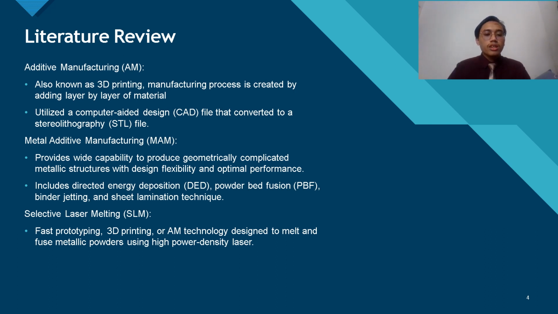Next, it includes direct energy deposition (DED), powder bed fusion (PBF), binder jetting and sheet lamination techniques. And the next is selective laser melting (SLM), a rapid prototyping, 3D printing, or additive manufacturing technology designed to melt and fuse metallic powders using a high power density laser.